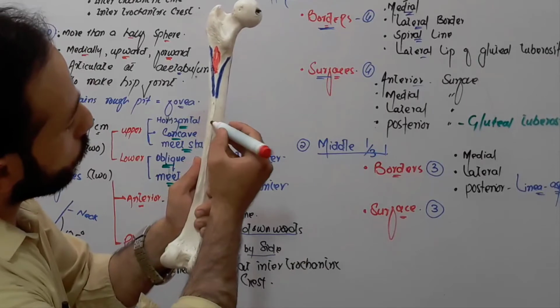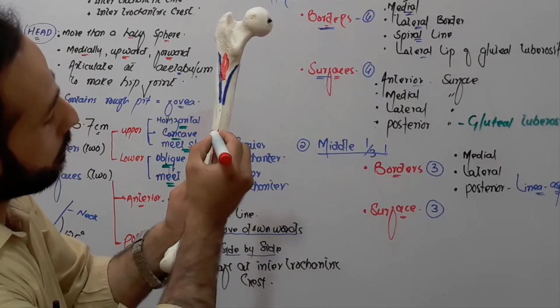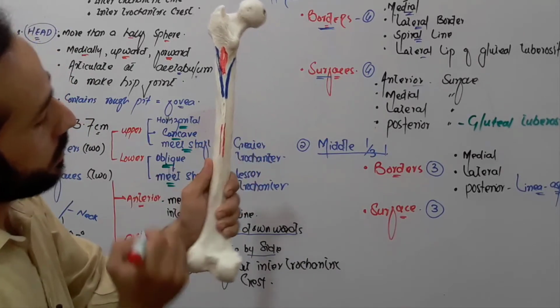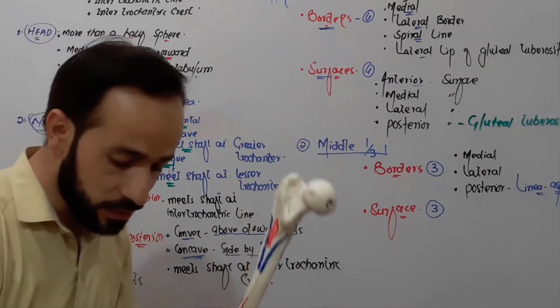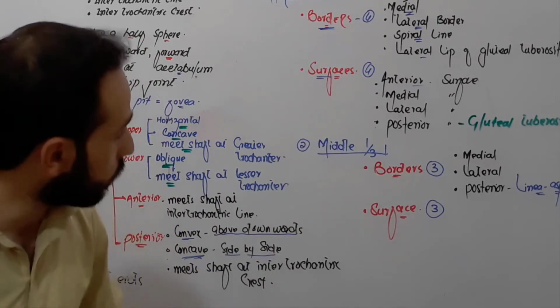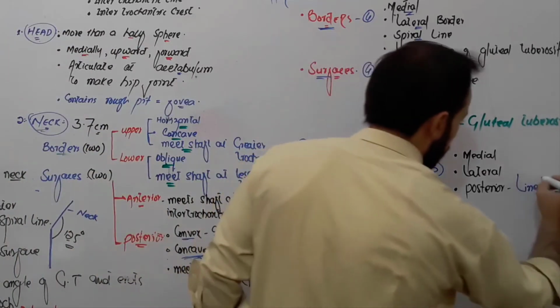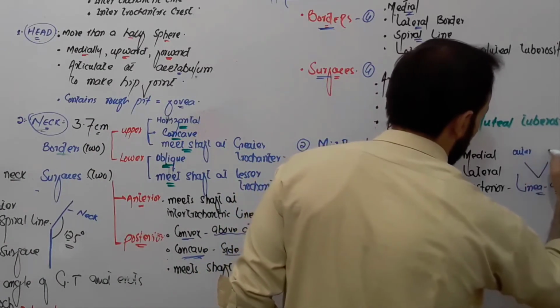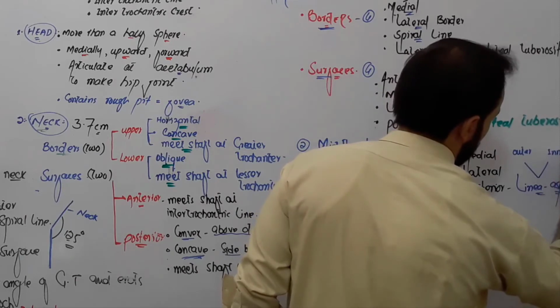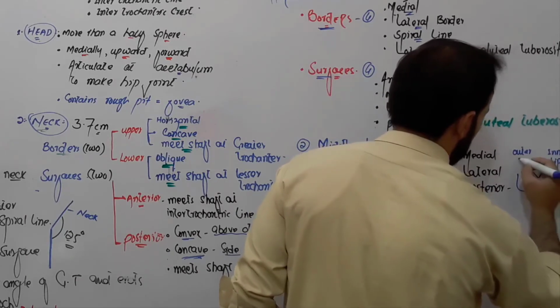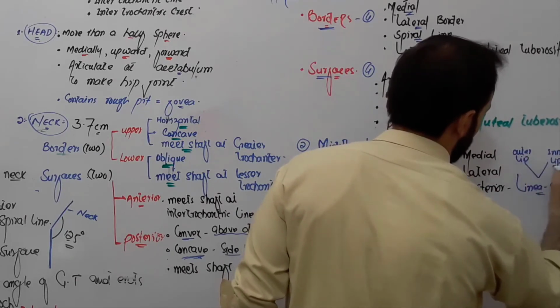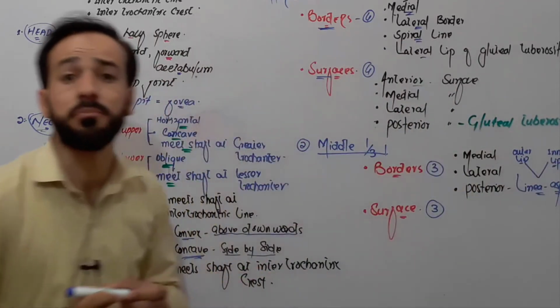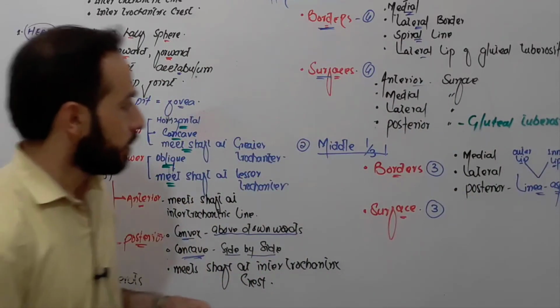And this linea aspera actually has a medial lip and a lateral lip. Now let me show it. This is the medial lip and this is the lateral lip. So how many lips does this linea aspera have? It has two lips. The linea aspera has an outer lip and an inner lip. This is important because there are attachments of different muscles to it.